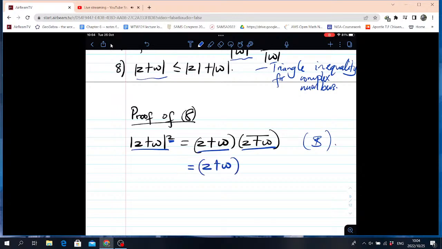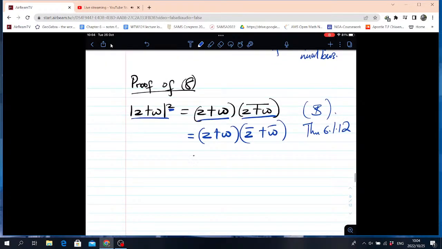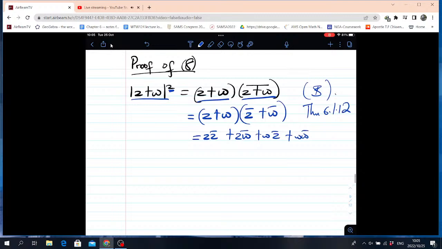times the conjugate of Z plus W. Now we want to deal with the bar. So we say this is going to be that by that, and this is a statement in theorem 6.1.12, I think. We know that we can do this. And then we do our expansion. So we get Z times Z bar plus Z times W bar plus W times Z bar plus W times W bar, right? So we just expand it there.